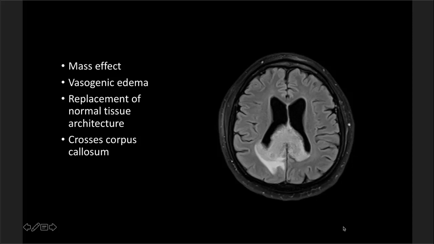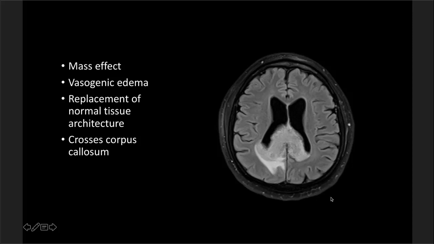Next, we have an MRI image, T2 FLAIR, and you can see that the mass is completely replacing the posterior portion of the corpus callosum, crossing the corpus callosum. That limits our differential of what this could be. And we can see that there's replacement of the normal tissue architecture. So we have this homogeneous intermediate signal, and we don't see the normal brain parenchyma through the mass. Here, adjacent to the mass, we have vasogenic edema. So we have the bright edema within the white matter, and it's sparing the cortex. So that's the vasogenic edema.